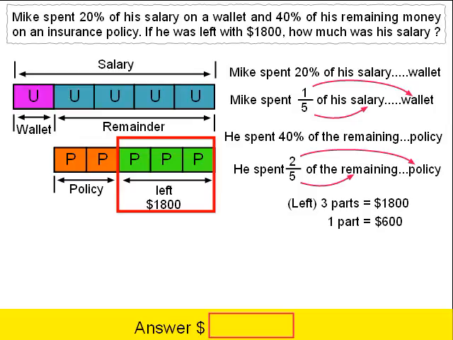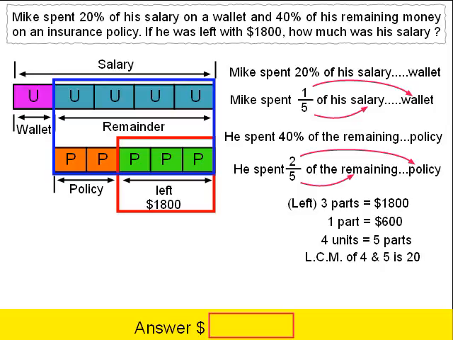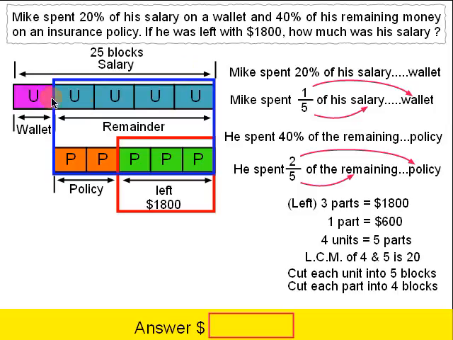Now, by looking at the model, we know that 4 units is equivalent to 5 equal parts. That means the LCM of 4 and 5 is 20. We can convert units and parts into blocks, by cutting each unit into 5 blocks and each part into 4 blocks. As such, we want to find the salary, which is a total of 5 units, equal to 25 blocks.